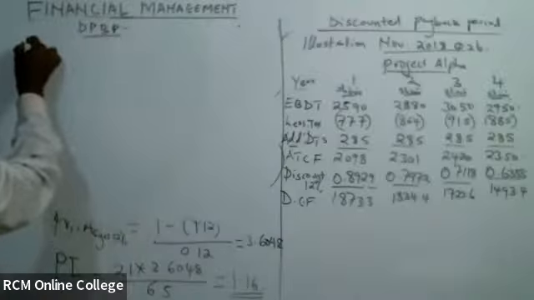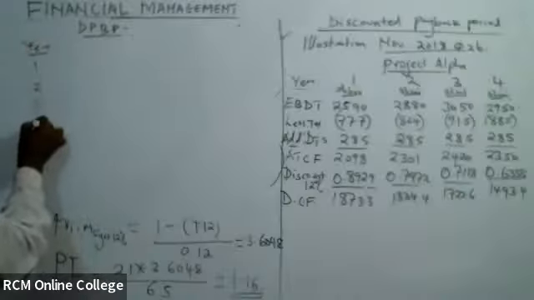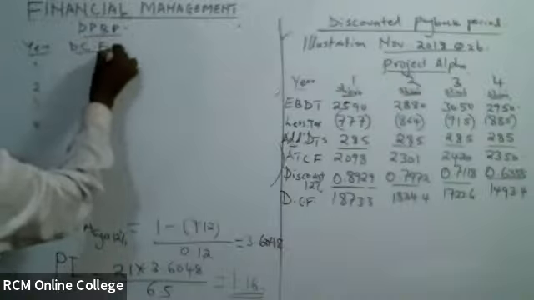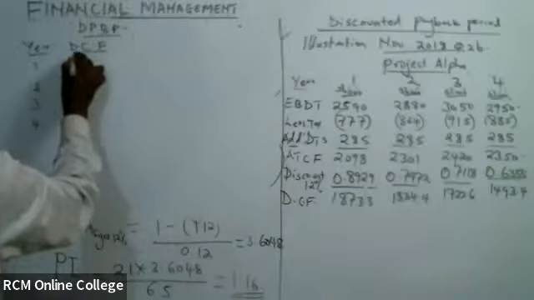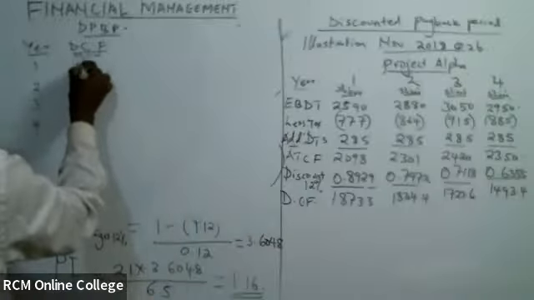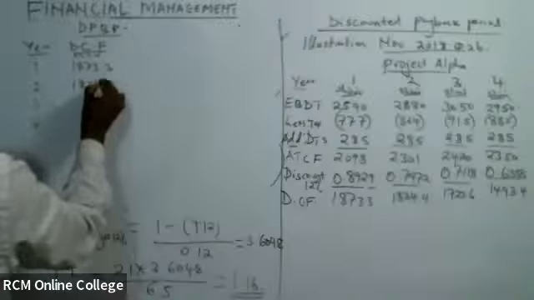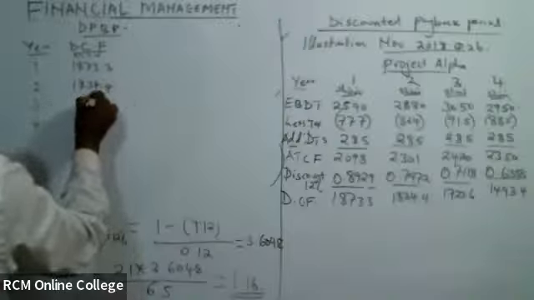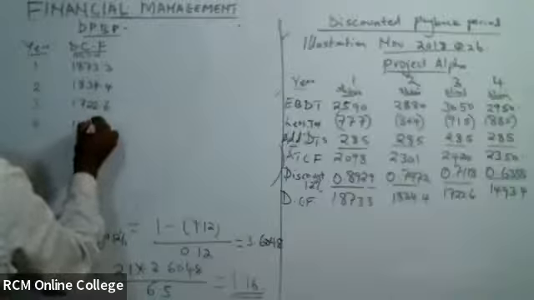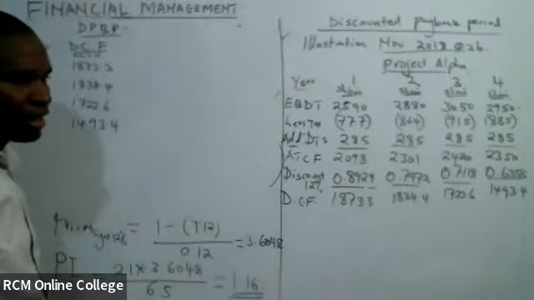I have here 1, 2, 3, and 4. Then I have the discounted cash flow like that, and my sharing card be 1000. I have 1873.3, 1834, 1922.6, 1493.4, like that. And then there's something that I need to know.